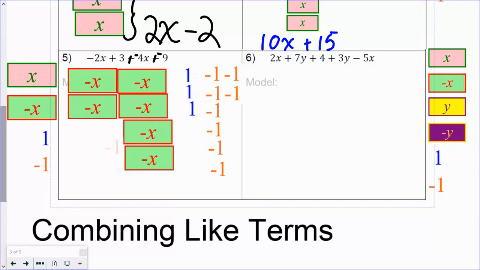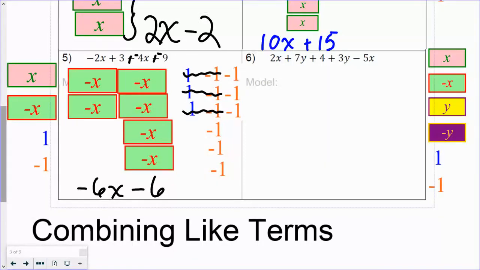And you know what? We are. We have some positive ones and we have some negative ones. So these actually cancel each other out. So then what am I left with? Well, I have 6 negative x's. But then I have primarily all negative ones, and I have 6 of them.